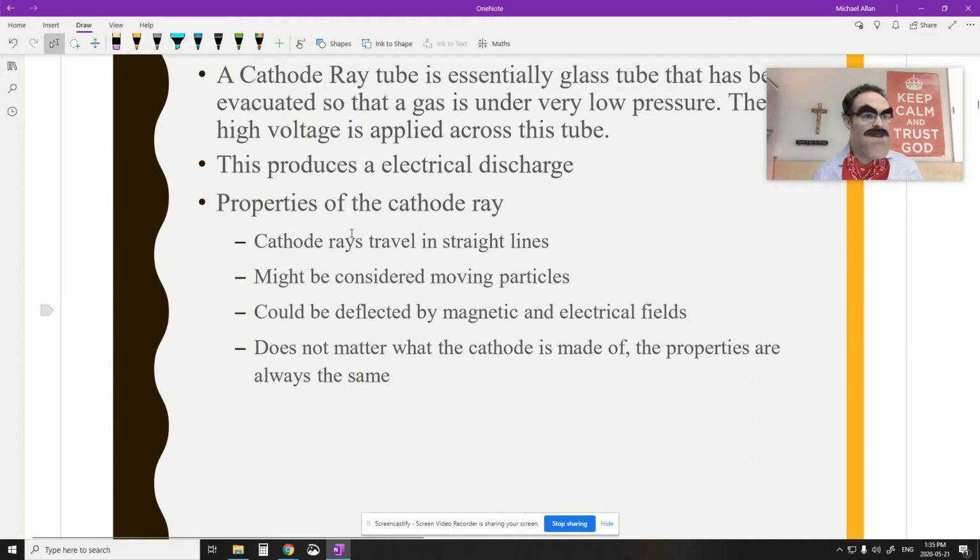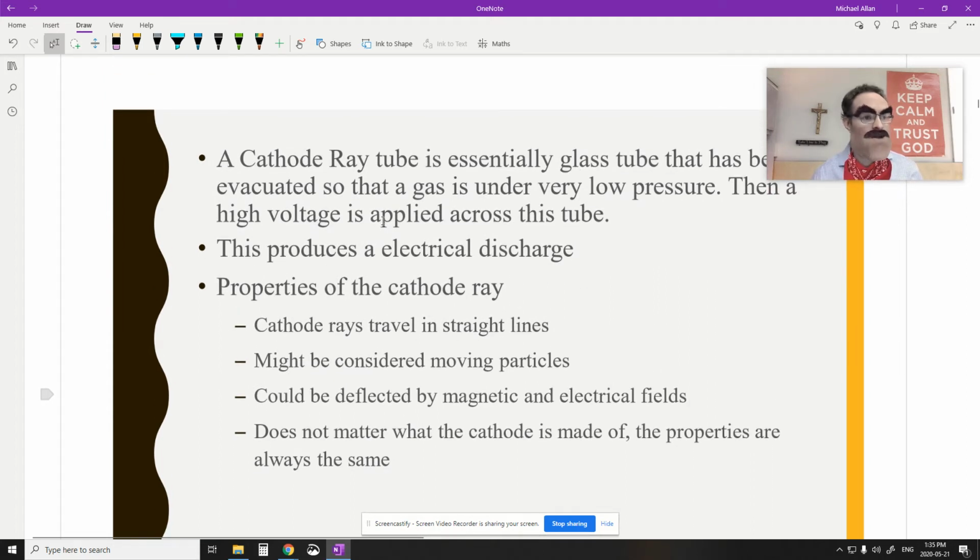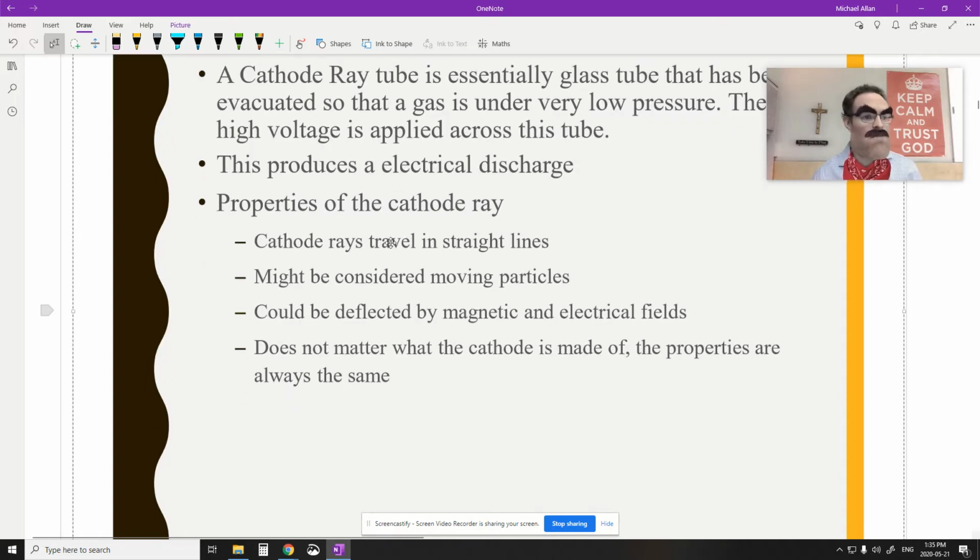Like I was just saying, cathode rays are essentially just glass tubes, evacuated gas under very low pressure. High voltage is applied across the tube, and it produces electrical discharge. Okay, so they boil off these charged particles. Now, what they noticed about these charged particles is that they always travel in straight lines. If you give it a little bit more time, gravity would pull the electrons down, but they were going pretty fast. So they just seemed like they were traveling in a pretty straight line, but gravity would eventually take hold.